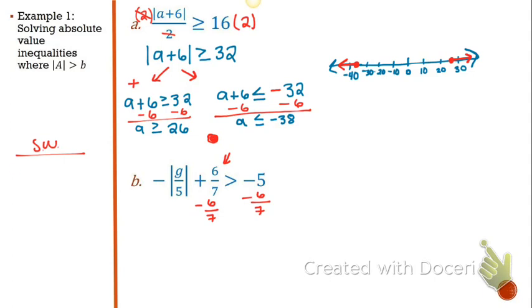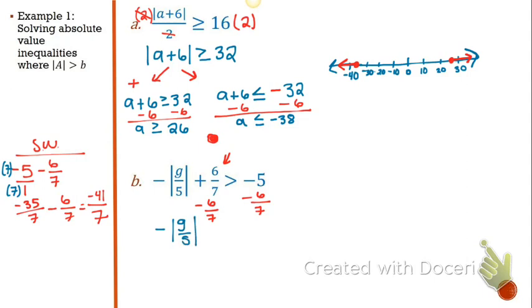I know that I have to do negative 5 take away 6 over 7, right? So I need a common denominator. In order to do that, I'm going to multiply top and bottom by 7. So then we're going to have negative 35 over 7 subtract 6 over 7. Now we're ready to subtract them. And we get negative 41 at the top. So now we're ready to bring the rest down. So negative G over 5 is greater than negative 41 over 7.